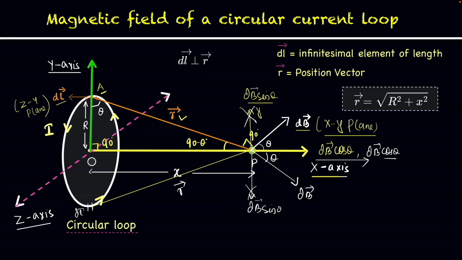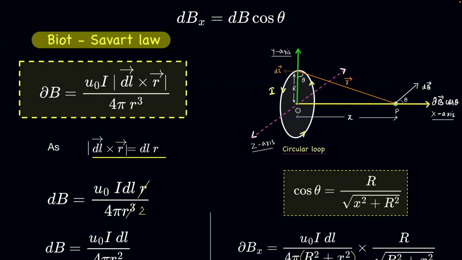So from that we can say that if we have to find the magnetic field, B is equal to the integration of dB cos theta. So we have to find the values of dB and cos theta. Then easily we can find the magnetic field of a circular current loop. So now let's derive it. Now we have to find the value of dB and cos theta. Let's first find the value of dB.